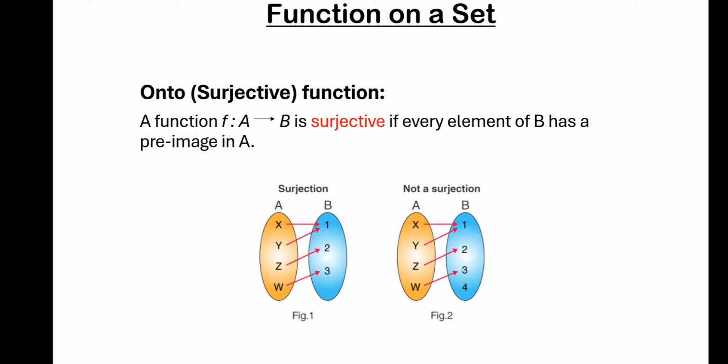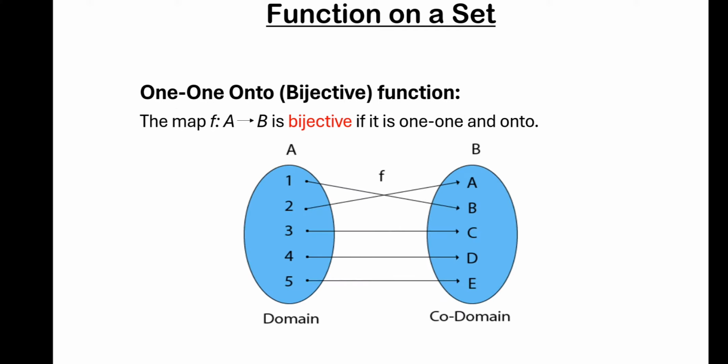Onto or surjective function. A function f from A to B is surjective if every element of B has a pre-image in A. Here, we can see that when all the elements in the codomain have a pre-image, then the function is onto or surjective. In short, a function is onto if codomain of f equals range of f, where range of a function is the set of elements having a pre-image.